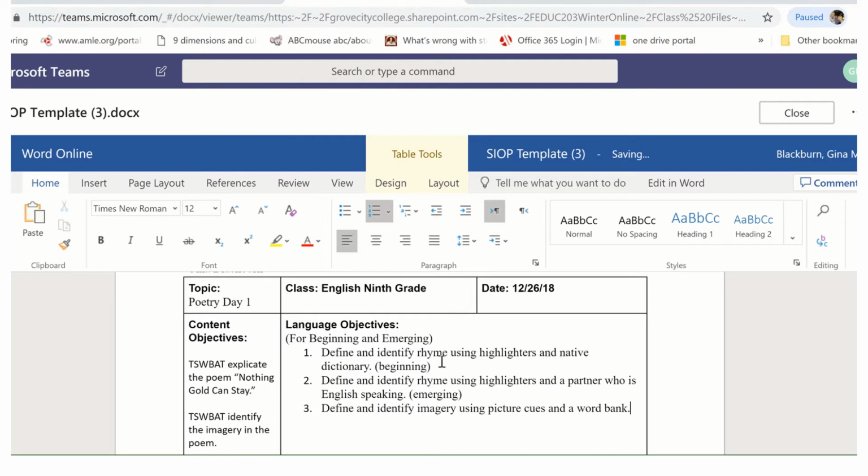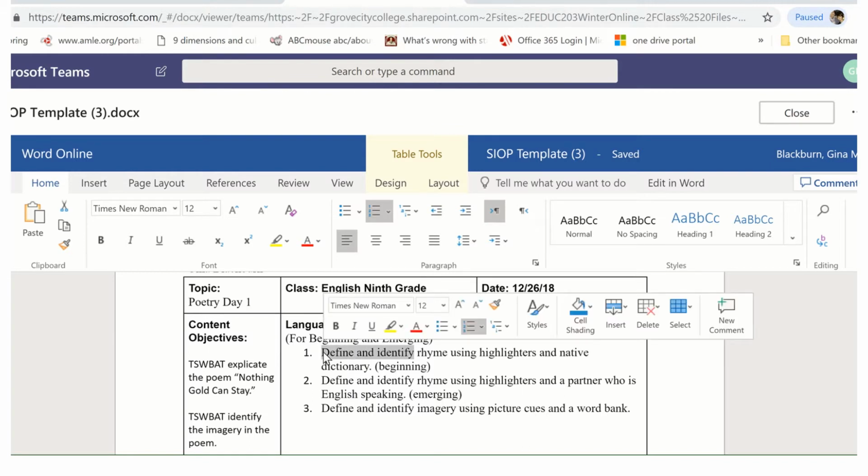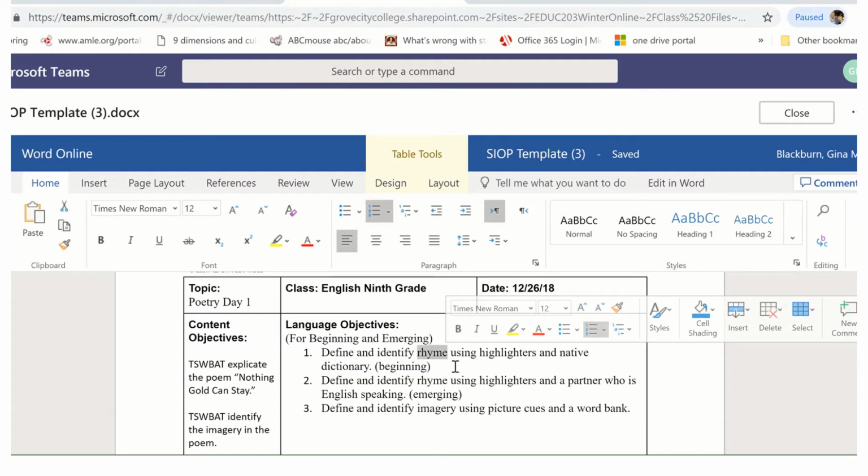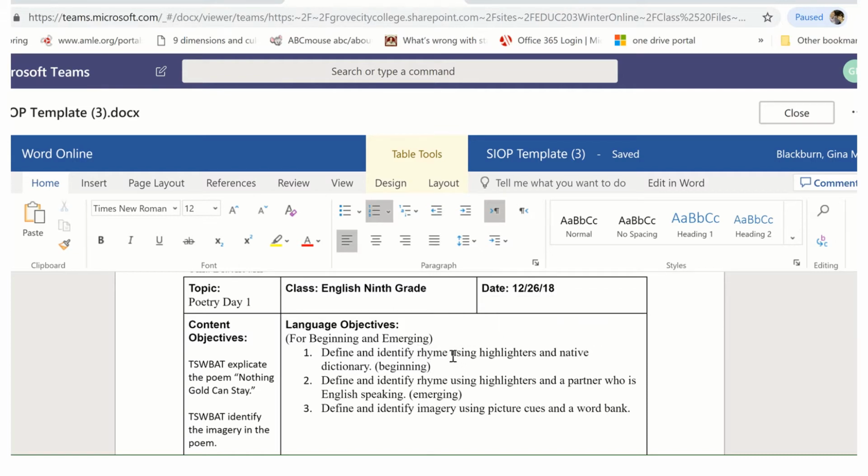If you look here at what I've put earlier, I start with my language function. So define and identify is what I want them to do with language. Rhyme is their content stem. All the students in my class are going to be looking at rhyme today. Now, what's going to change for the English learners is they may be the only ones using their native dictionary, okay? I might have everybody use the highlighters, but the beginning English language learners are going to use a native dictionary if necessary.